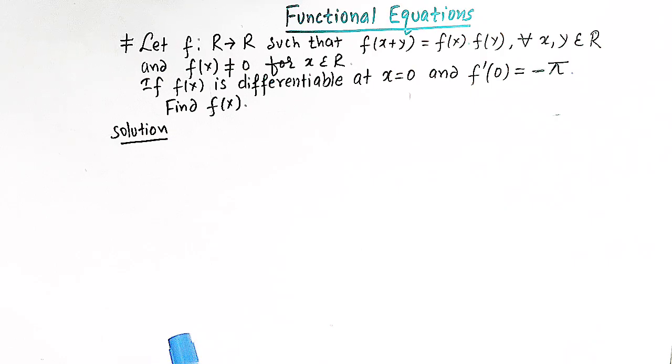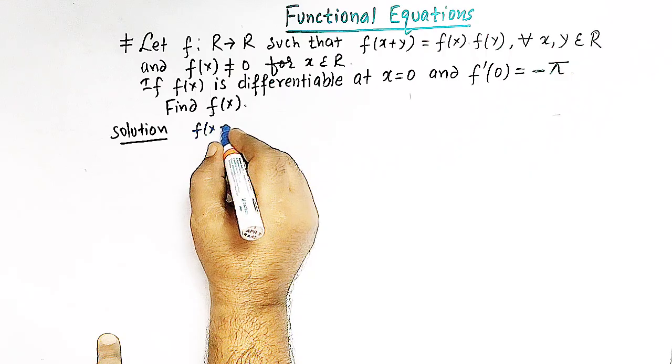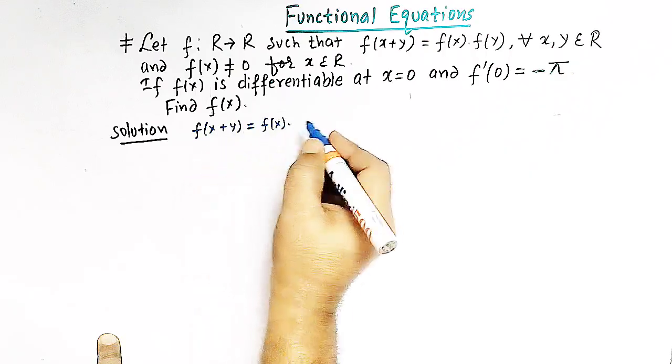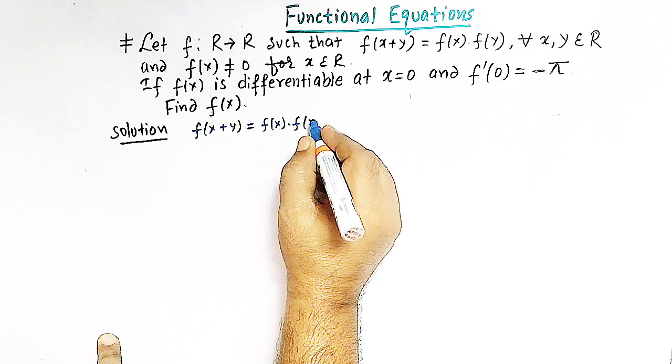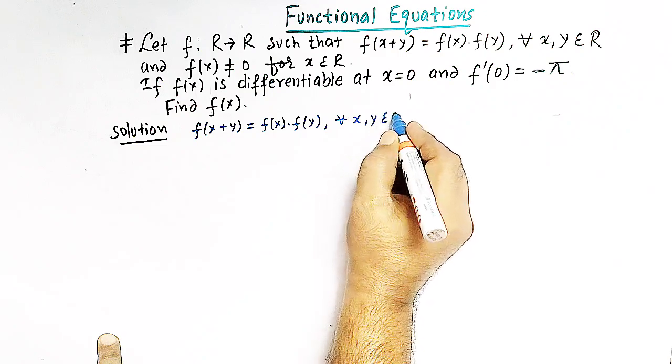So let us start, and here we'll solve this problem with the help of the concept of partial differentiation. So here we are given the equation, that is f of x plus y is equal to the product of f of x and f of y for all x and y belonging to the set of real numbers.